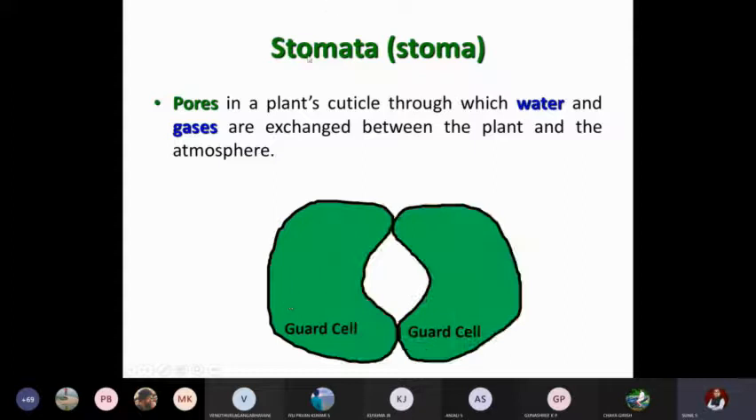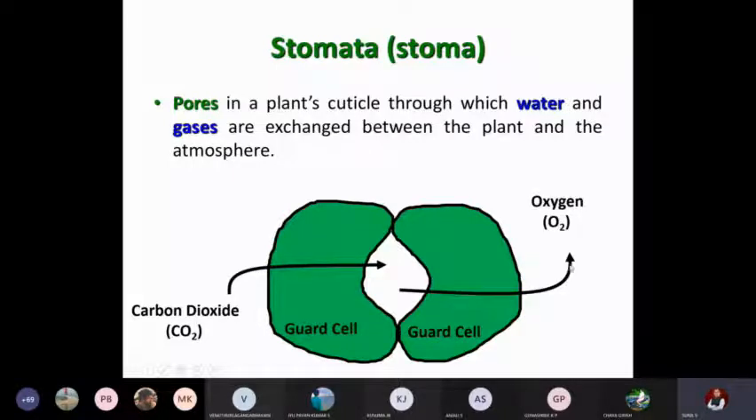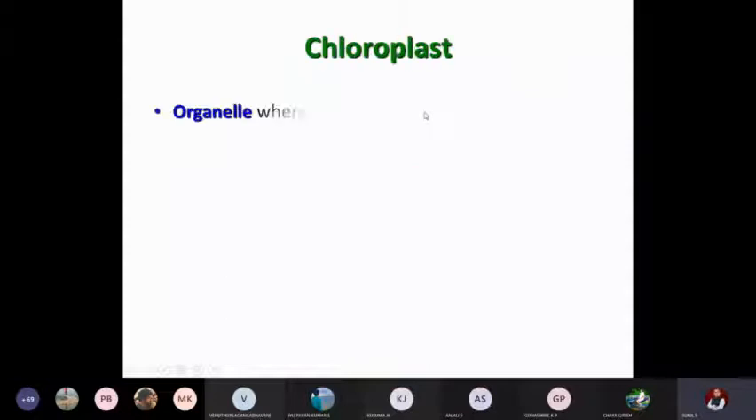So coming to the first part, that is stoma, as I told, they are the pores in the plant cuticle through which water and gases are exchanged with the atmosphere. The main communication with the atmosphere takes place with the help of this stoma. It is also called stomata. Carbon dioxide is taken in, and after the completion of the reaction, oxygen is liberated. An equivalent quantity of oxygen will be liberated.